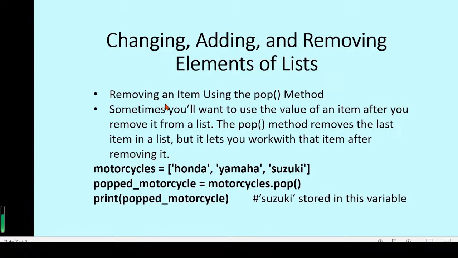You can use the pop method to remove an item. Sometimes you will want to use the value of an item after you have removed it from a list. The pop method removes the last item in a list, but it lets you work with that item after removing it. So this is a list with 3 motorcycles. We can use the pop method to remove the last one of this list, then put this removed item in this object so we can print this object later.